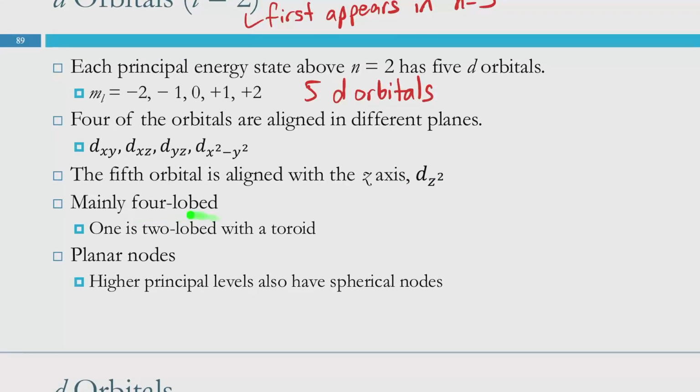These are mainly 4-lobed. One of them, this dz squared one, is 2-lobed with a toroid. Does anyone know what a toroid is? It's not the thing that's in energy drinks that makes you go crazy. That's taurine. It doesn't actually make you go crazy. A toroid is a math word for a donut. So that's all that a toroid is.